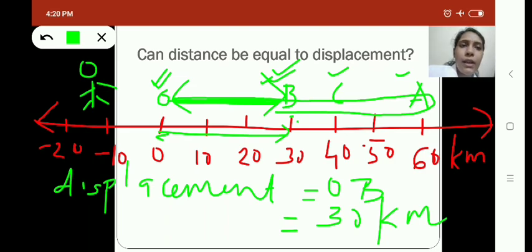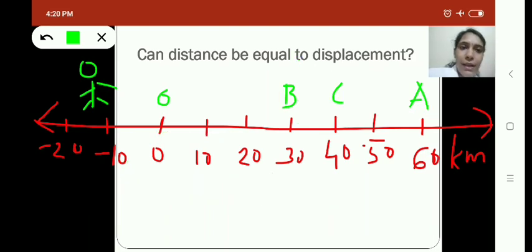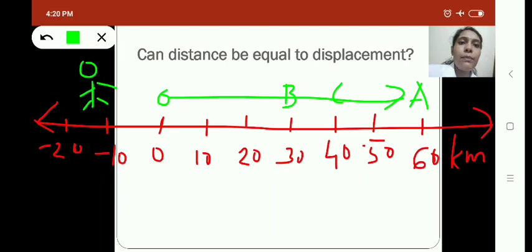Okay, so on the screen you can see one question. Can distance be equal to displacement? We can consider the same situation in a different way to find out the answer for this question. Now on the screen we are again with the same number line, same person, same points. Ramu plans to change his journey. Now the journey is from O to A. That means Ramu starts his journey from the point O and reaches the point A. This is the journey made by Ramu.